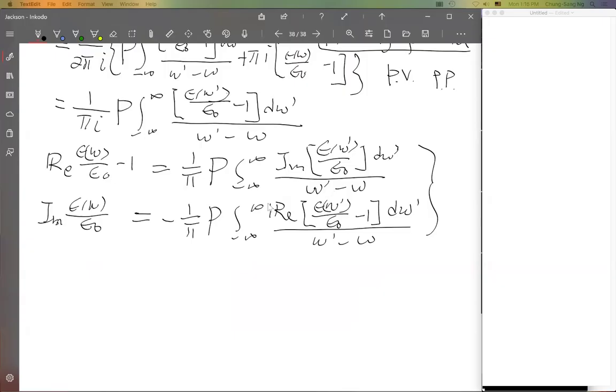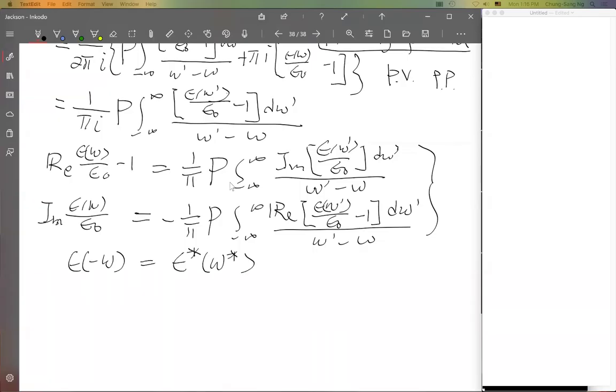Then another form to write this is to use the symmetric property of this epsilon, because we already talked about that the real part of epsilon is an even function in omega, and the imaginary part is an odd function. We can also see that from the relation that we talked about last time. So if you evaluate epsilon at minus omega, it is the same as evaluating the complex conjugate of epsilon at the complex conjugate of omega.